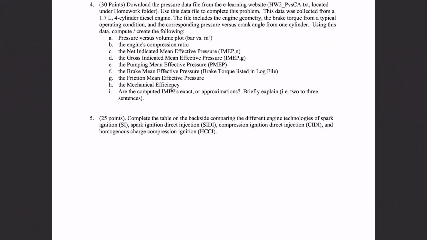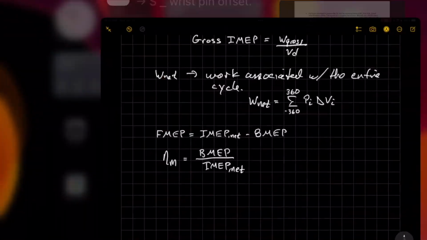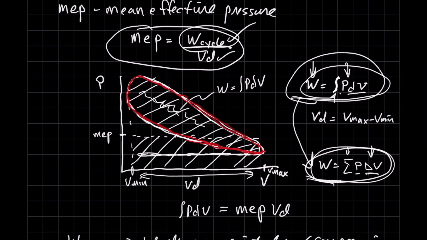And then finally, the last question, I, is asking you if the computed IMEPs are exact or approximations, okay? So a couple of hints there. If you think back to when you learned thermodynamics or calculus in general, this is basically the precise definition of work, whereas this is an estimation or an approximation. It's a numerical technique, so it's necessarily going to be an approximation to the actual calculation. So I pretty much gave you the answer there, but I'll let you think through it and think about how you best want to respond to that question.